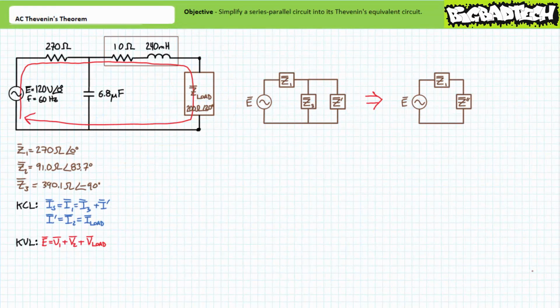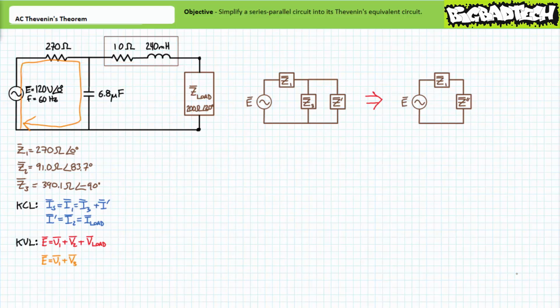Let's now examine voltage distribution within this circuit. A Kirchhoff's voltage law analysis of this first loop in red indicates that E equals V1 plus V2 plus voltage across our load impedance. A Kirchhoff's voltage law analysis of this second loop in orange indicates E equals V1 plus V3. Finally, a Kirchhoff's voltage law analysis of this third loop in yellow indicates V3 equals V2 plus voltage across our load impedance.